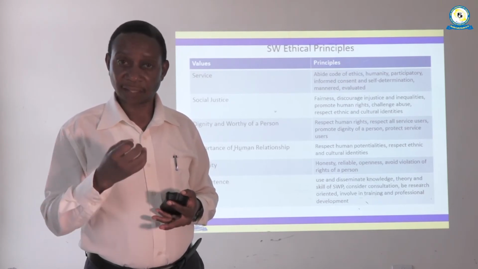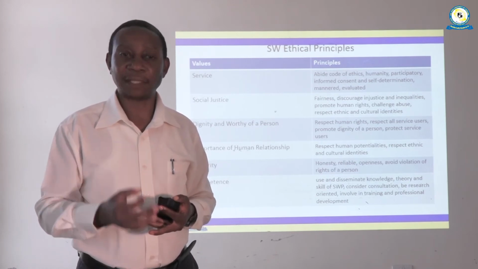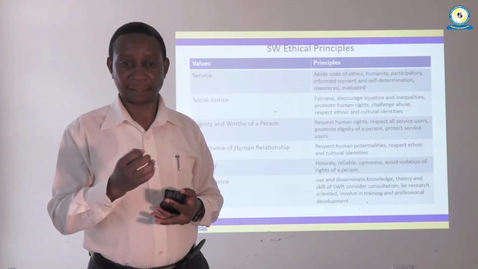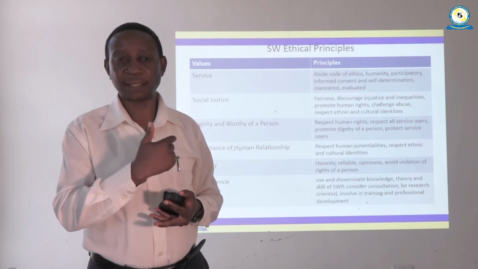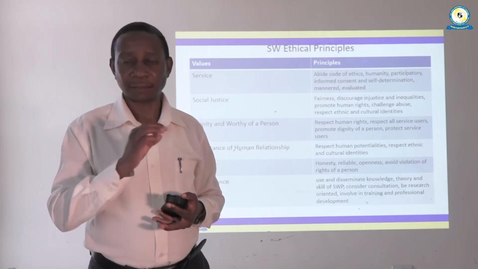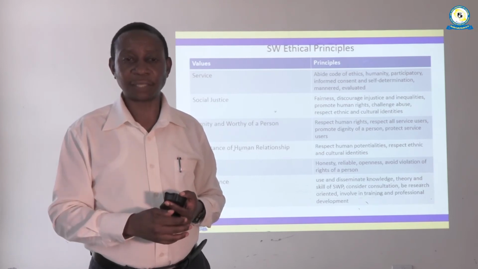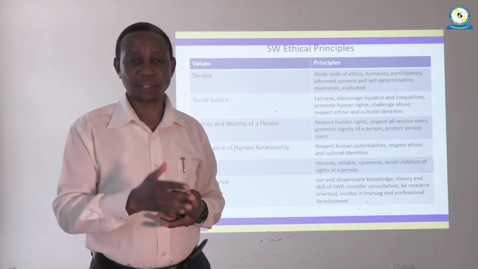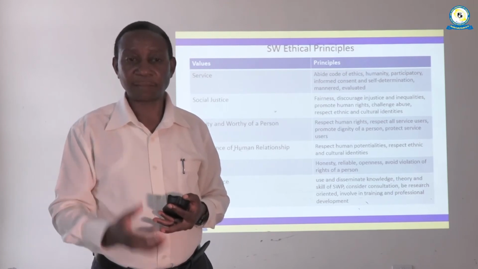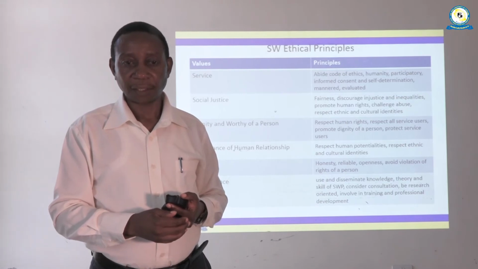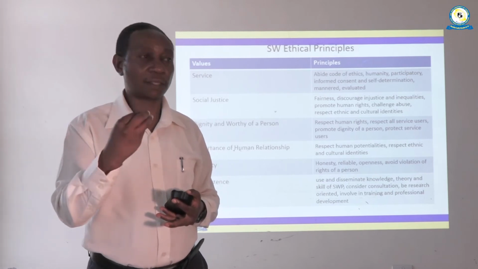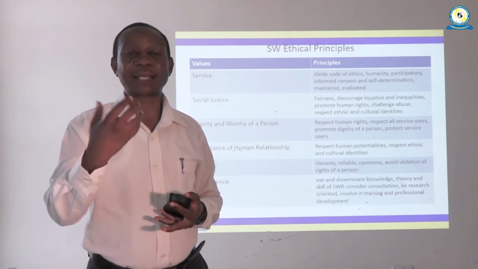Thirdly is the dignity and worth of a person. In this value, we need to respect human rights, as I said earlier in social justice. Also, we need to respect all the service users without prejudice, without discrimination. We respect the person. We respect the dignity of a person, give him the worth, give him the value as a human being. We need to promote the dignity of a person. We need to protect the service users. We need to protect our clients.